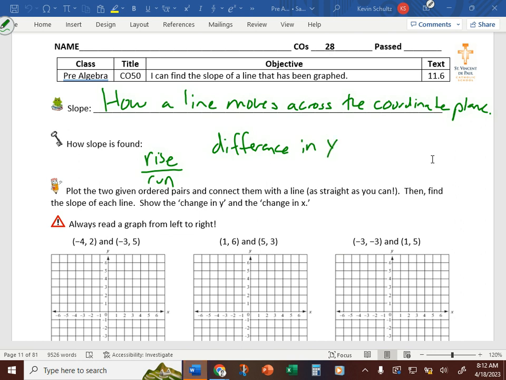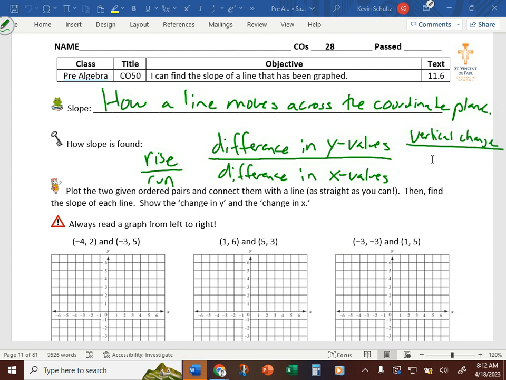difference in y values over the difference in x values. The difference in y values over the difference in x values. So rise over run is a shortened version of that. Yet another way to explain it is vertical change, because the y-axis is your vertical axis. That's the difference of the y, the vertical change, over the horizontal change.